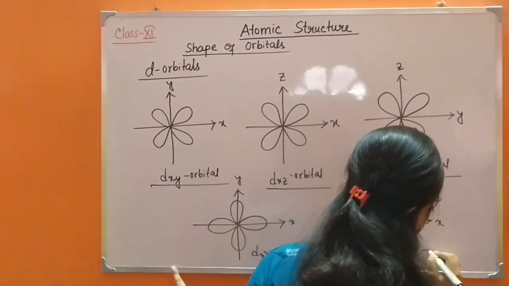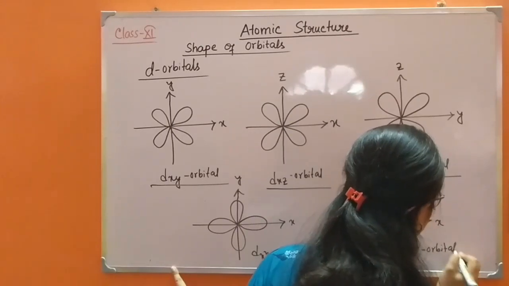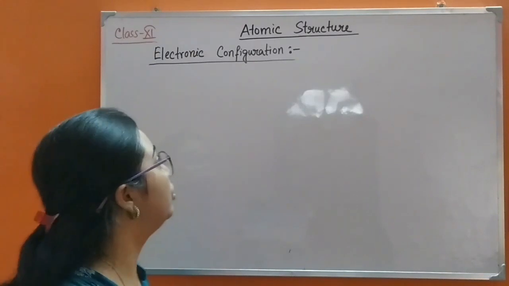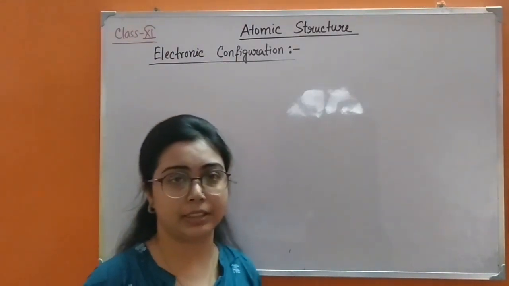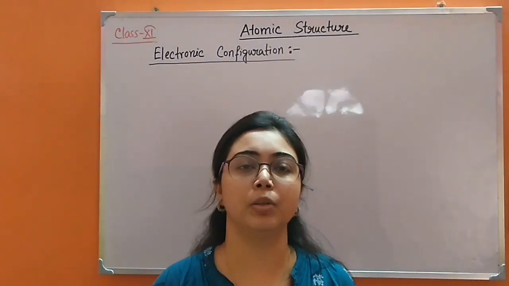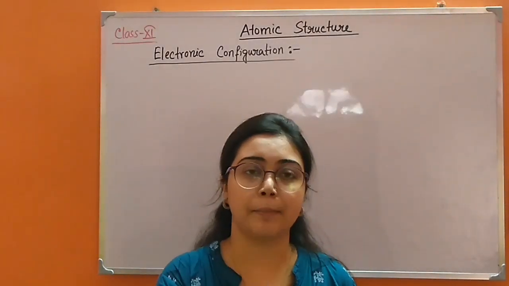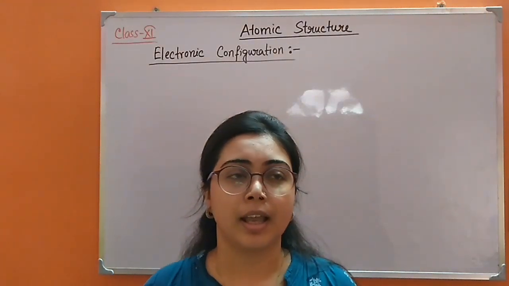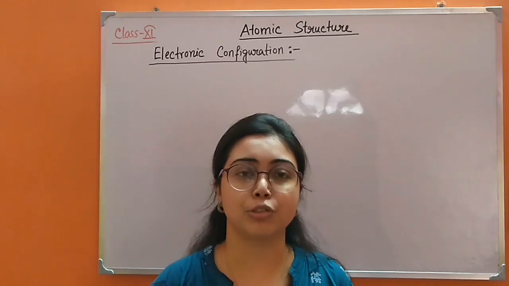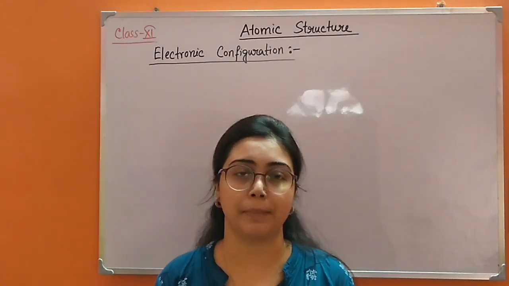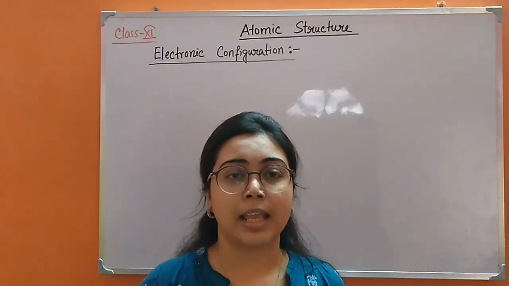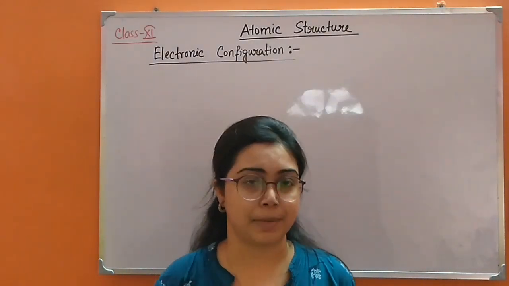And this is dz square orbital. Now we will learn how to write electronic configuration. To write electronic configuration, first we will write the principal quantum number, that is the number mentioning the shells. Like for K shell n equals 1, for L shell n equals 2. n is the principal quantum number. Then we will write the symbol of the subshell: s, p, d or f subshell.